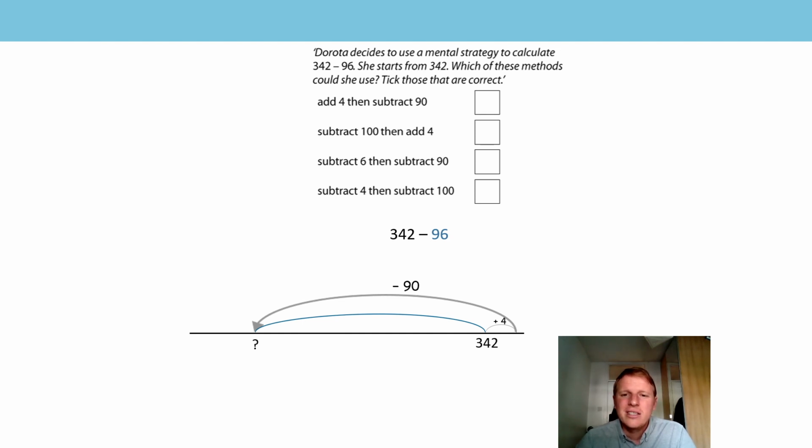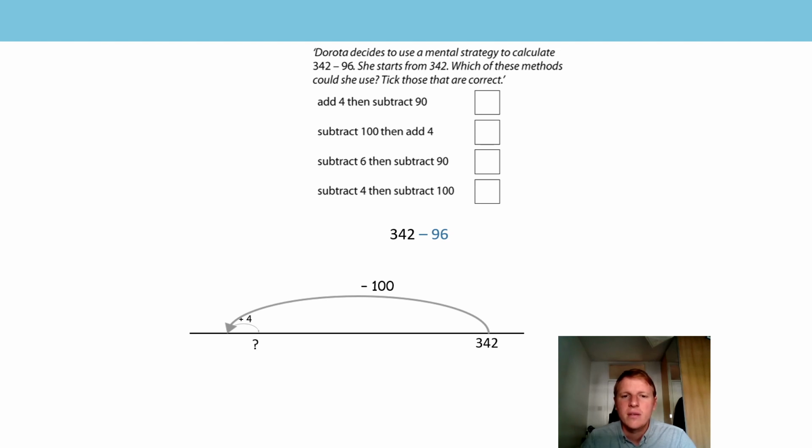That is the difference between that question mark and 342. Is that 96? If I look carefully, I've added on 4 and then I've subtracted 90, so that difference shown in blue is not going to be 96. Actually, it is 86. So the first method that Dorota suggests is incorrect. Let's think about the second method. Again, it starts on 342. The first step is to subtract 100, and then from this to add 4.